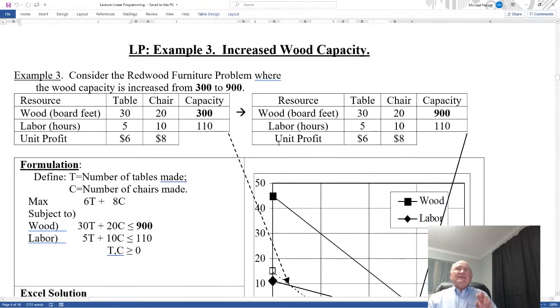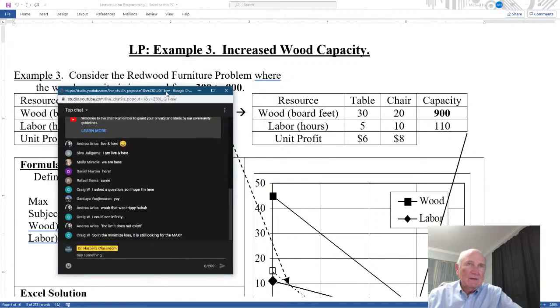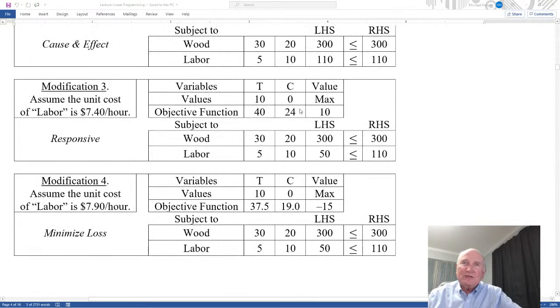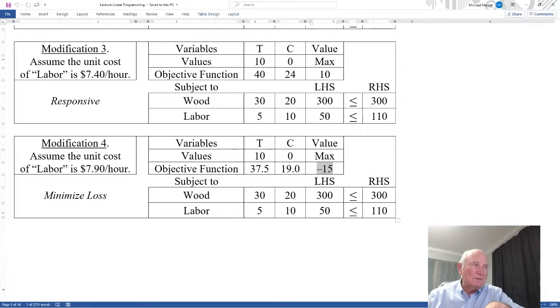So the second, example 3 modification, let's go back to the redwood furniture problem, the original. Craig, yes, you're still maximizing, you're minimizing your loss, you're still maximizing your profit. So a minus 15 is the maximum profit you can have, which means you're losing $15. And if it was 4 tables and 9 chairs, let's bring this back, you'll be losing a lot more.